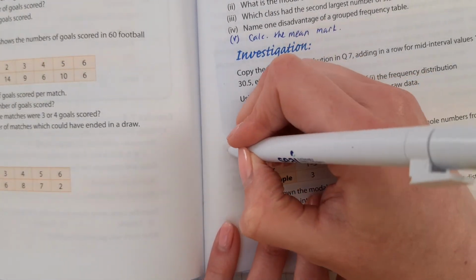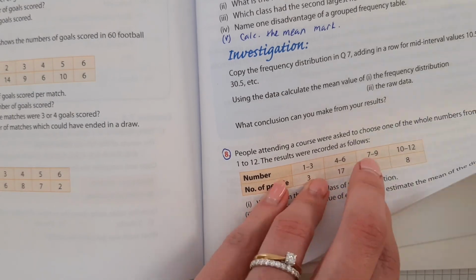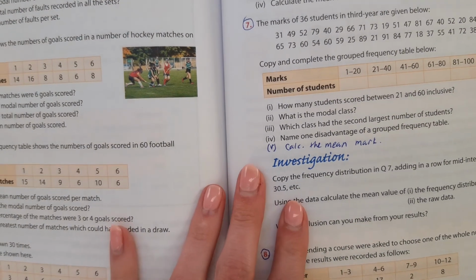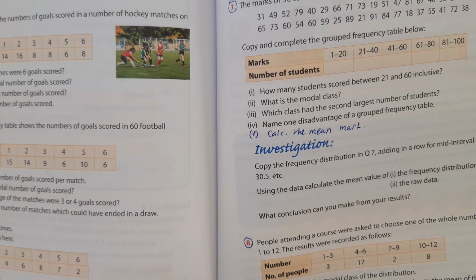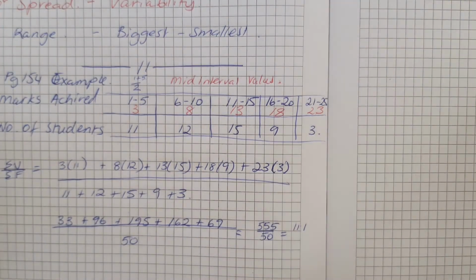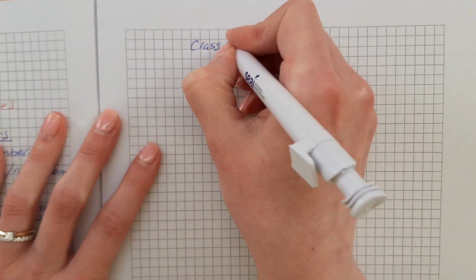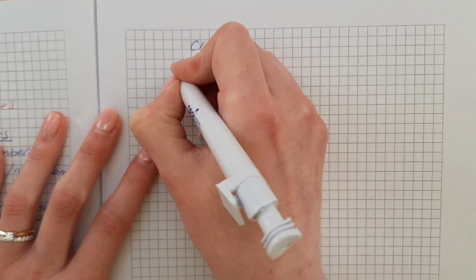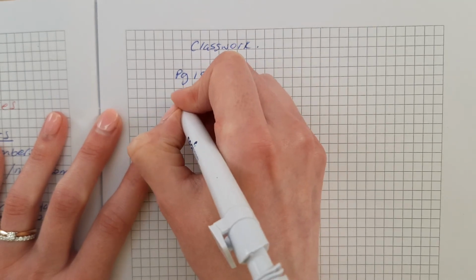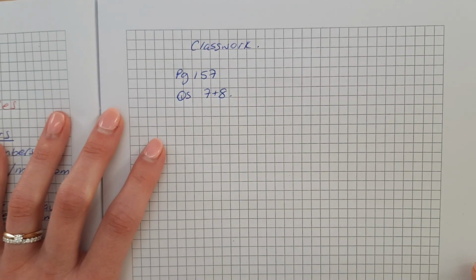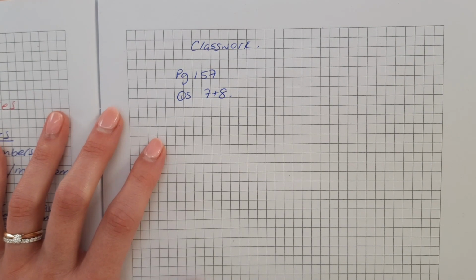I'm going to highlight that. And yeah, we'll leave it at that for the minute. And when you join me live, if anyone has any questions, you can let me know. So 7 and 8 on page 157. I'm just going to write it down now. So your classwork is page 157, and it's questions 7 and 8. And you can join me live now, and we can talk through anything that you're having difficulty with. And I'll do questions 7 and 8 with you in class now.